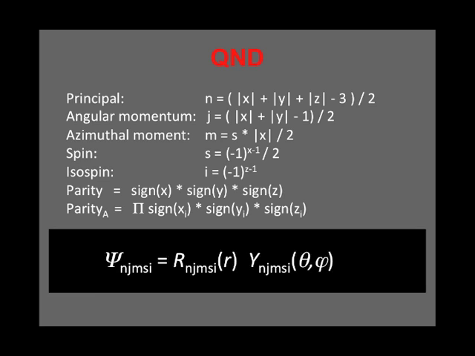The formula for all of the quantum numbers used in the Schrödinger equation are shown here. These include N, J, L, M, S, and I quantum numbers, as well as the nucleon's parity, which the textbooks tell us has no classical definition at all.